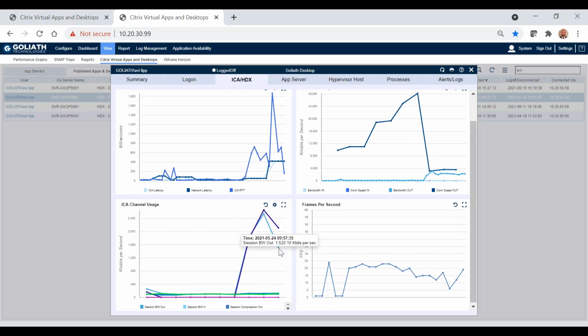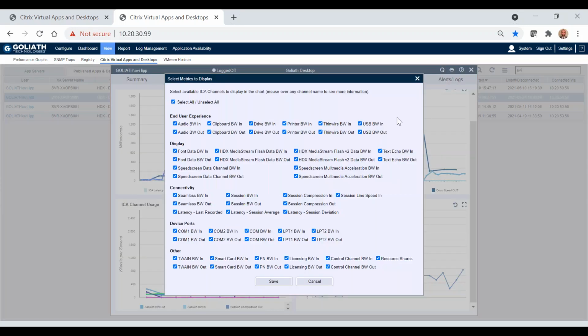You have the ICA channel usage. And the way Citrix is architected is there are virtual channels that handle different functionalities depending on what that user is doing within the session. And you're seeing how we break all these open. So audio bandwidth, clipboard bandwidth.